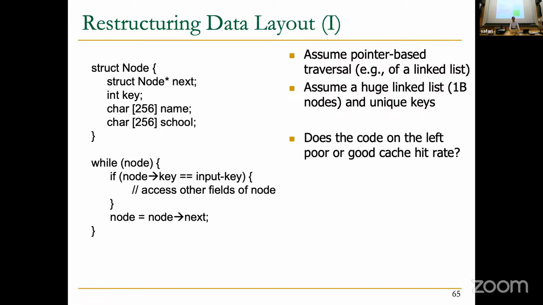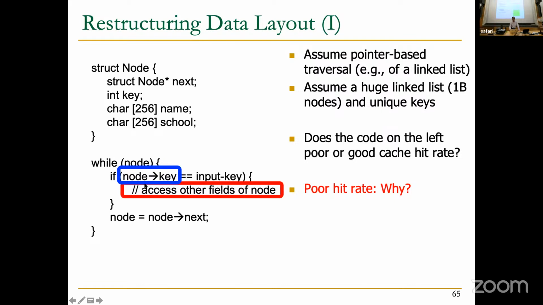Okay? Now, since we don't have time, I would normally ask this question. Does this code on the left have poor or good cache hit rate? And the answer is it has terrible cache hit rate because of this. So what you're doing is, this is frequently accessed, and the other fields are actually not frequently accessed. So the frequently accessed data is blue over here. The likelihood of the key matching in this 1 billion accesses is very low, essentially, assuming you have unique keys. So this is not frequently executed data. So key and next are actually the frequently accessed fields, but name and school are not frequently accessed.